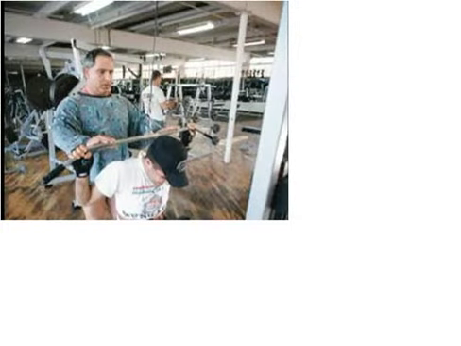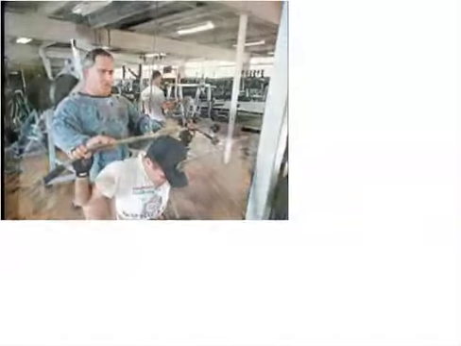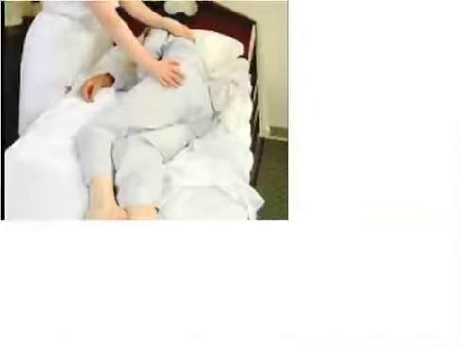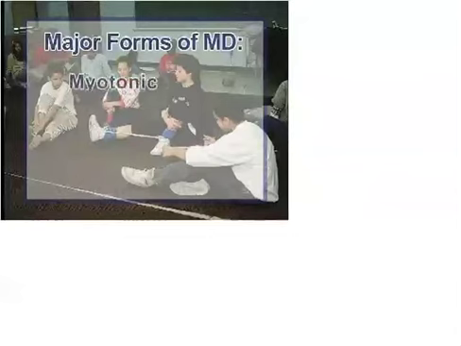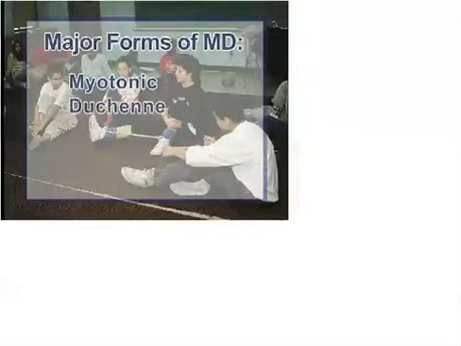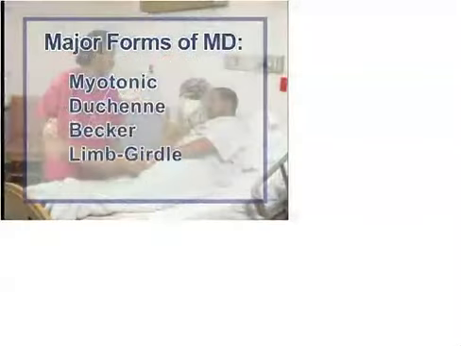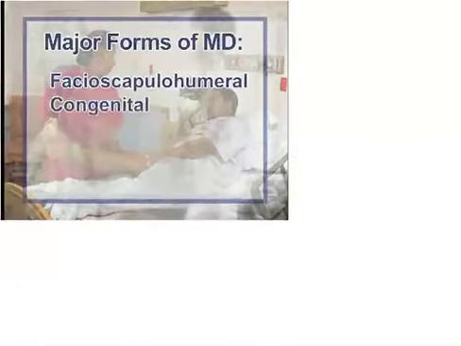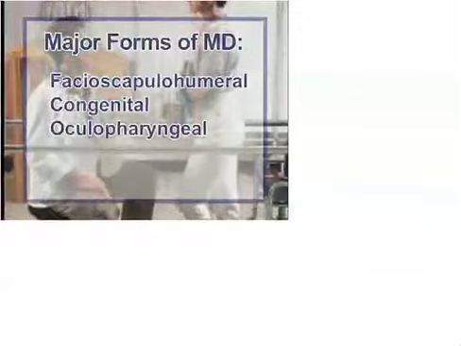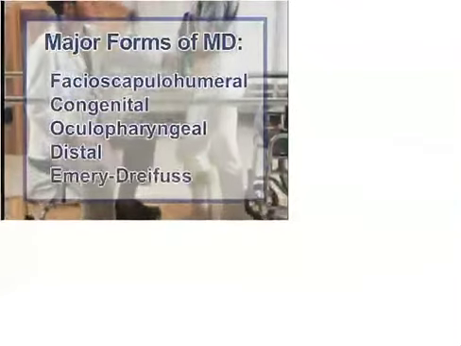Muscular dystrophy, MD, refers to a group of genetic diseases characterized by progressive weakness and degeneration of the skeletal or voluntary muscles, which control movement. Major forms of MD include myotonic, Duchenne, Becker, limb girdle, facioscapulohumeral, congenital, oculopharyngeal, distal, and Emery-Dreifuss.